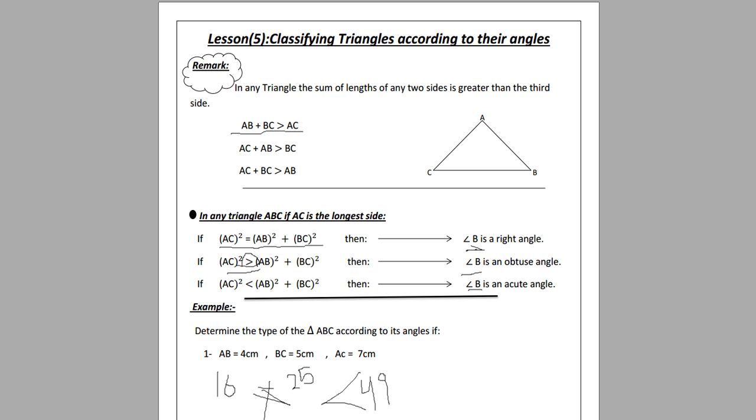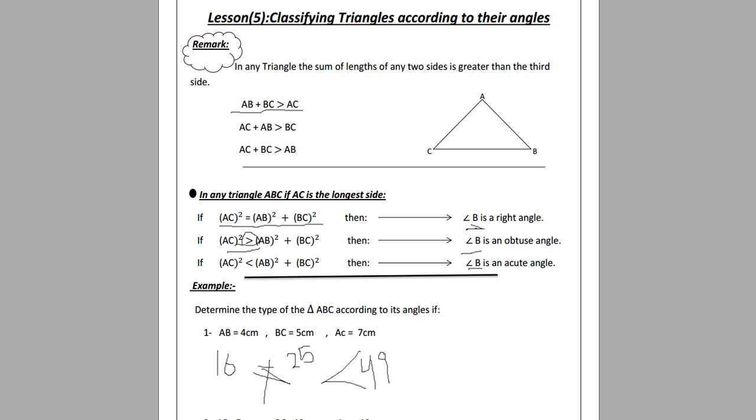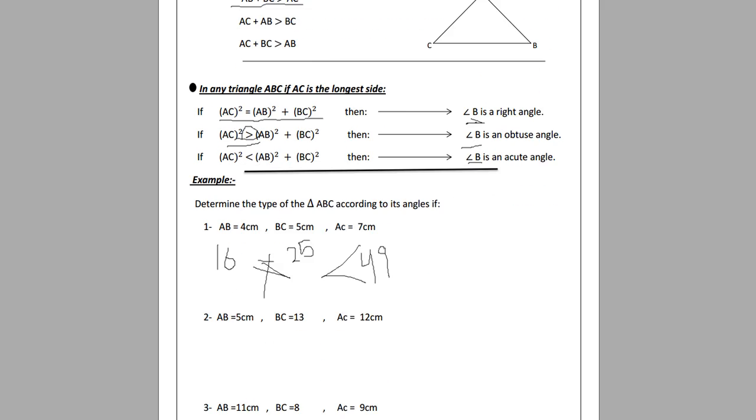The other one here, we have AB 5 centimeters, BC 13 centimeters, AC 12 centimeters. So how can we know the type of this triangle according to its angles? It is so easy to know. What is the first step? The first step is to catch the biggest side, which is BC. Make a power 2 of it. Okay, so go to the other two sides, make a power 2 of 12, make a power 2 of 5, and check. And tell me in the comments.